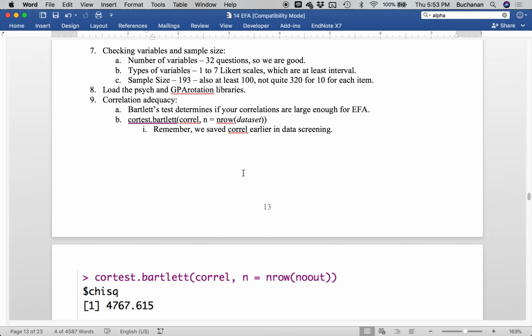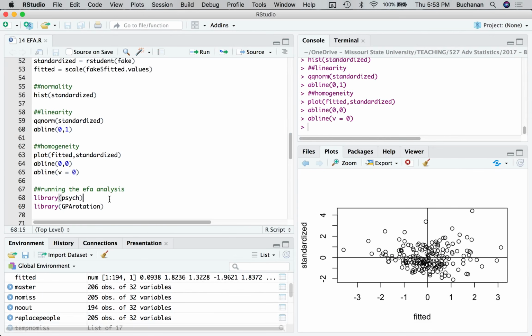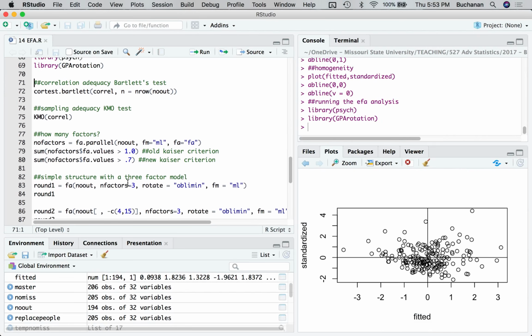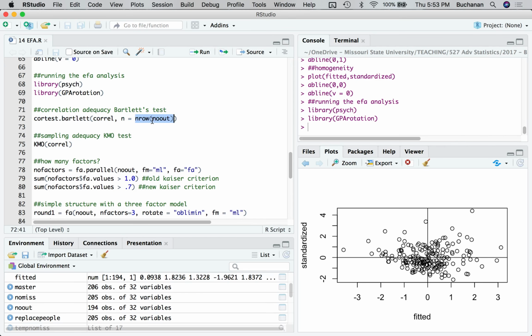So we're going to load the psych and GPArotation libraries. I think psych might load GPArotation, but I've always found that it works better if I just go ahead and load it. Okay, it's probably a placebo. But the way that you run Bartlett's test is cortest.bartlett. And I've got my correlations from earlier that I'm going to dump in here. But if you haven't run correlations, boo on you, go back and do additivity. But you can create a correlation table to put here. N equals the number of rows in your data set.